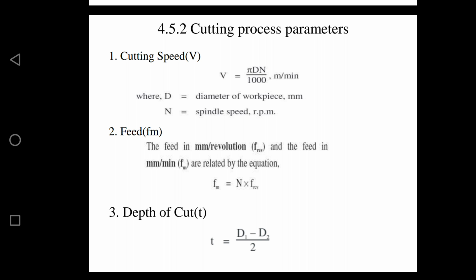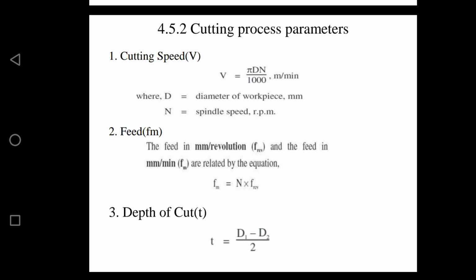Okay. So the next cutting process parameter is the depth of cut. Depth of cut, which is indicated by the letter T, is the perpendicular distance measured from the machined surface to the uncut surface of the workpiece. While you are cutting the material from your workpiece, you have to consider the perpendicular distance measured from the machined surface.